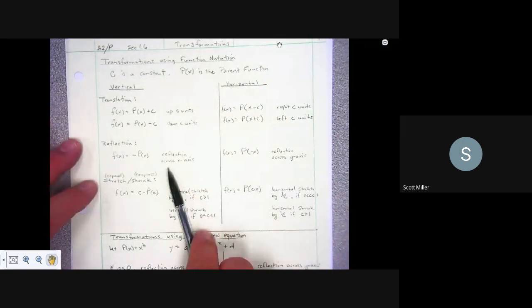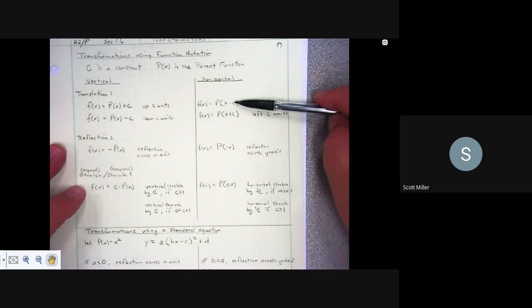If I have a negative out in front of the parent function, then that would be a reflection on the x-axis. So it basically takes it and flips it up and down over the x-axis. And then if there's a number out in front, that's going to represent a vertical stretch and shrink. And we'll talk about that in just a moment.